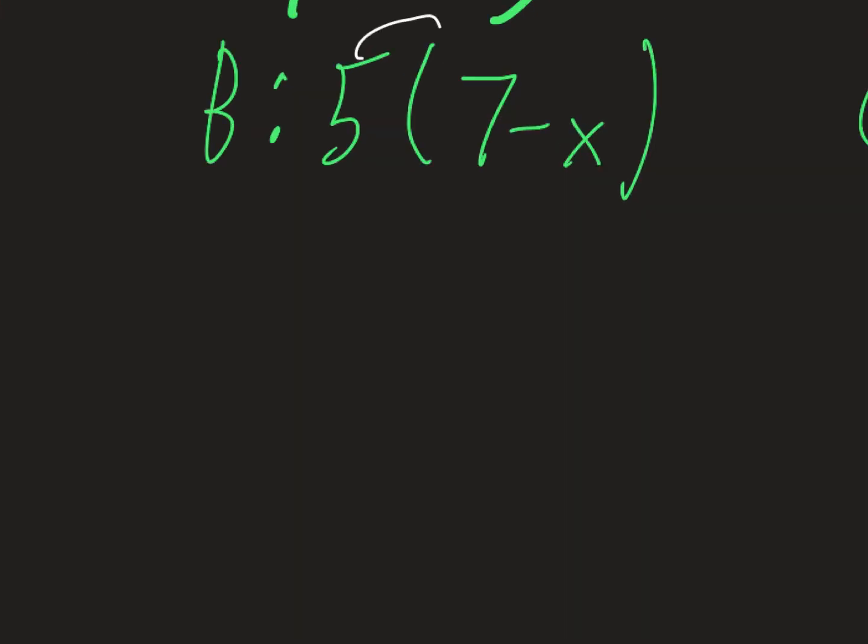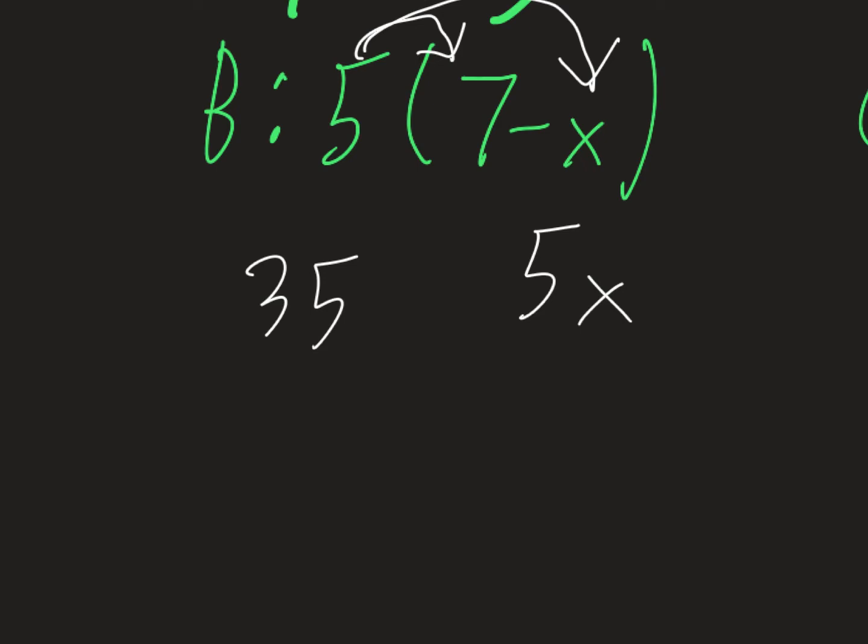Now let's consider the second example, B. If we multiply 5 by 7, we get 35, and then we multiply 5 by x to get 5x. We keep the minus sign in the middle.